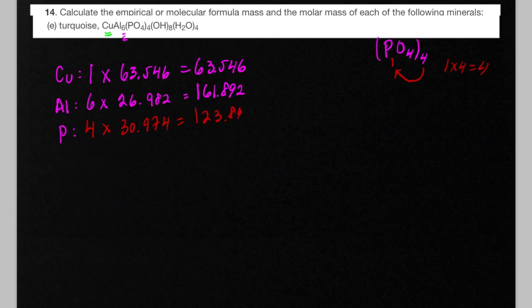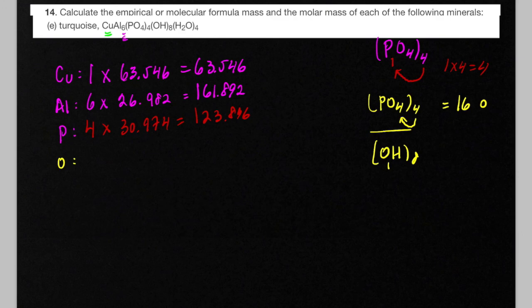And we get 123.896. All right. Now let's figure out how many oxygens there are. And we have three different things to think about. All right, we have PO4 with a 4. As I mentioned, we have 4 of the phosphates. So 4 times 4 is 16. Okay, 16 oxygens from this part.